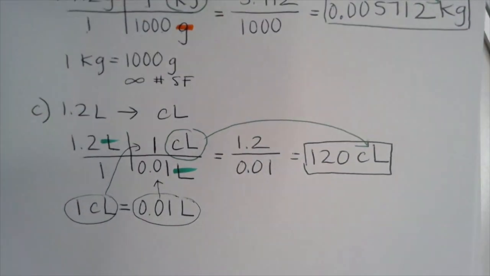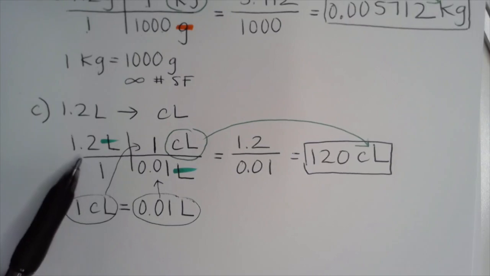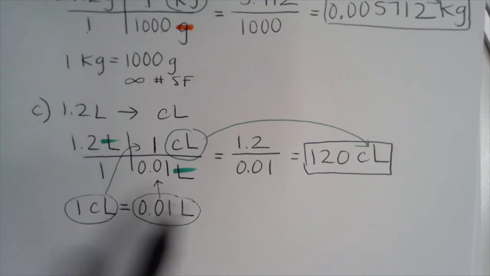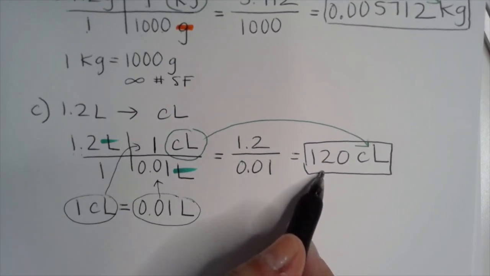And there's that. Answer should have 2 significant figures. So that has 2. This is infinite because that's exact. That's not a measurement. That's a fact. This should also have 2 significant figures.